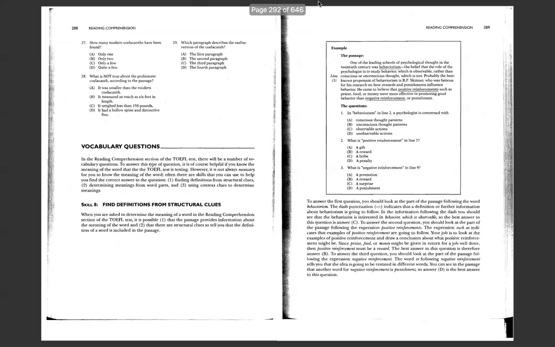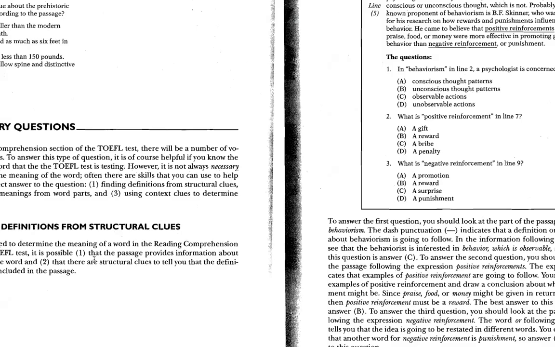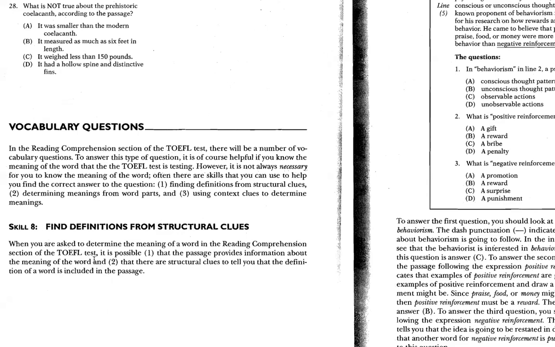The plan is to discuss a new reading skill, okay? And the reading skill is called Find Definitions from Structural Clues. So we're supposed to decide what a certain word means. We have to be able to decide what a certain word in the text means. Sometimes we can make use of structural clues. What does this mean? Like the context itself, okay?